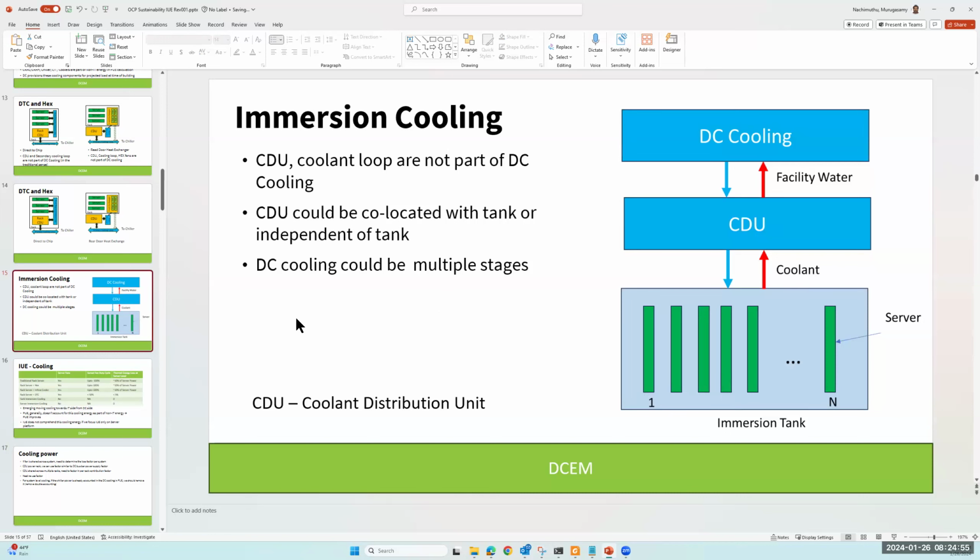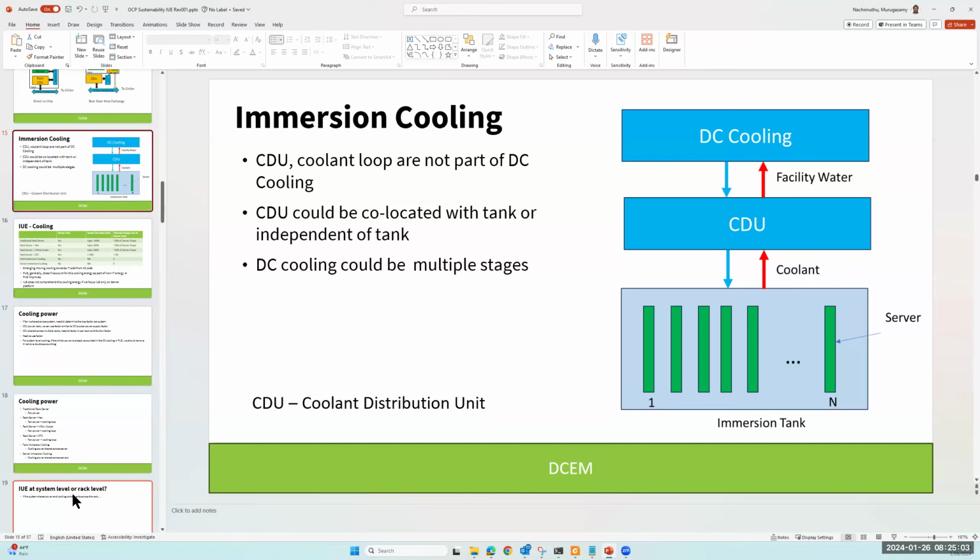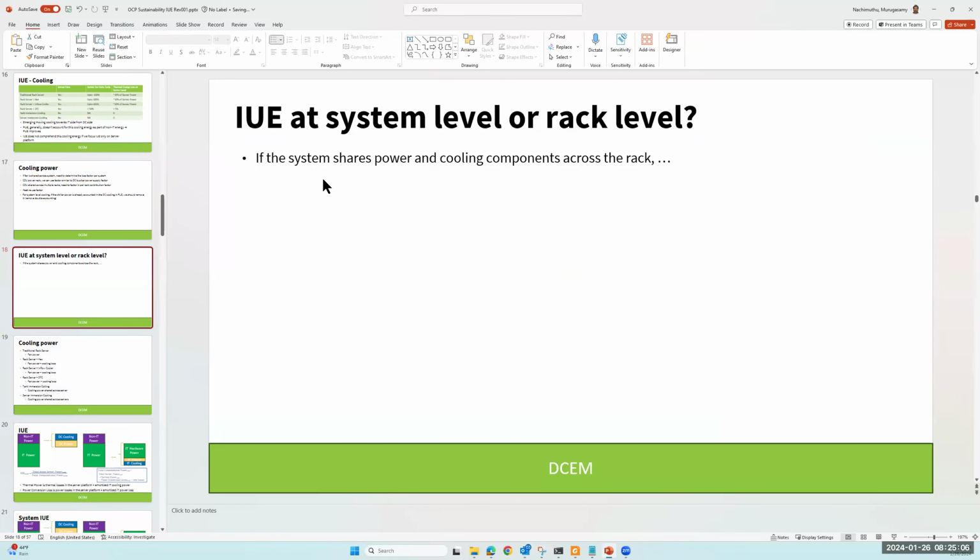I think that summarizes it. As long as we can put the factor in, the question again comes back: is IUE at a system level or rack level? To me it is applied at both. We want to report at a data center level, and then when they double click on that, you should be able to report at a rack level, and at a node level at some point. So there should be a roll up from the data center to the node level.